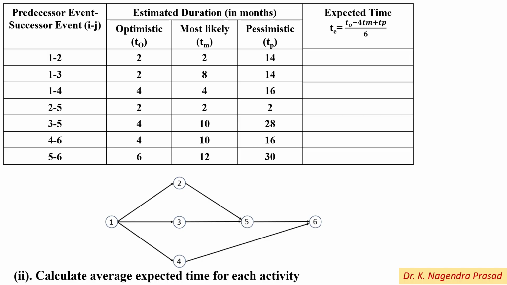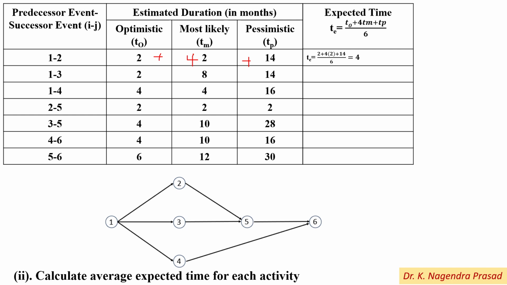We know that expected time TE equals T0 plus 4Tm plus TP divided by 6. Here T0 is the optimistic time, Tm is the most likely time and TP is the pessimistic time. So TE for the activity 1 to 2 is equal to 2 plus 4 into 2 plus 14 divided by 6, which is equal to 4.